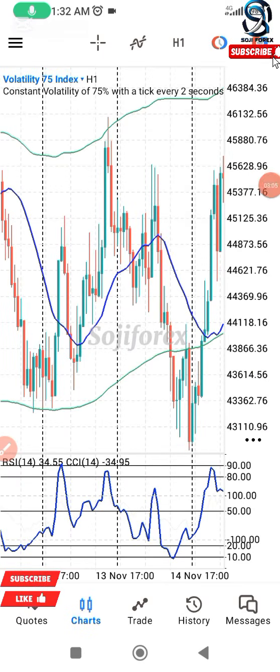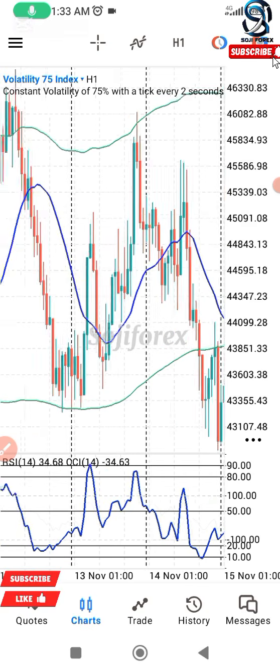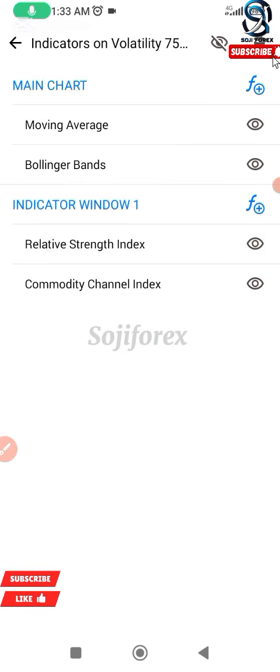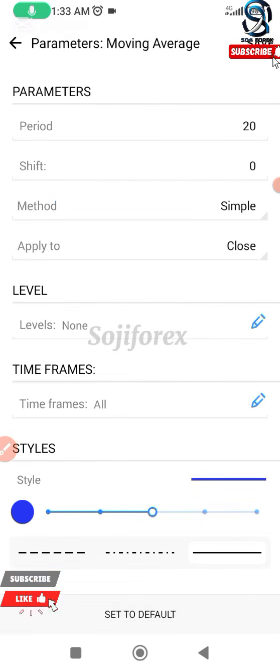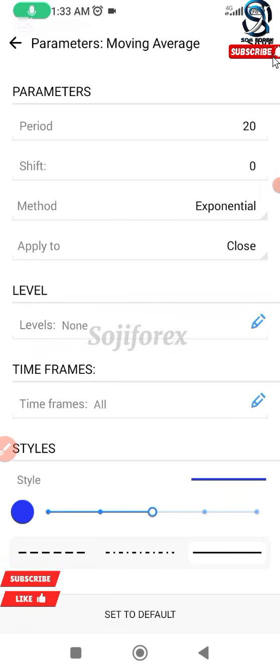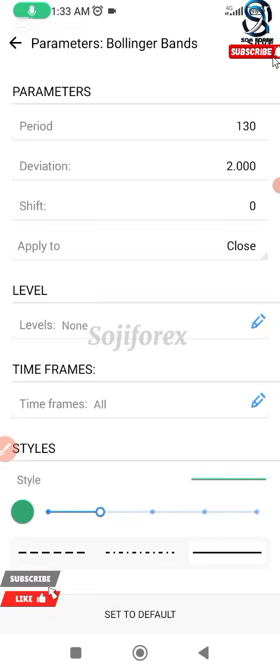Now you can use many indicators to identify this divergence. You can use your RSI, you can use your stochastic indicator, you can use your MACD, but in this particular video I'll be using the commodity channel index. So let me show you my indicator settings. First, my moving average period is 20. You can take a screenshot of this. The method is exponential.